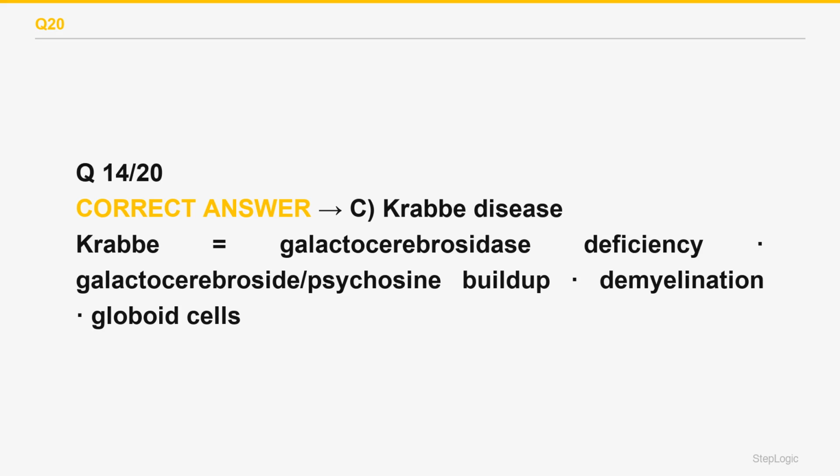The key identifiers are the enzyme galactocerebrosidase, the accumulated substrate galactocerebroside, and the globoid cells. Krabbe is one of the demyelinating sphingolipidoses, alongside metachromatic leukodystrophy, arylsulfatase A deficiency, accumulating sulfatides. Match each lysosomal disease to its enzyme and finding. Krabbe: galactocerebrosidase, globoid cells. Tay-Sachs: hexosaminidase A. Fabry: alpha-galactosidase A. The galactocerebrosidase deficiency with globoid cells and demyelination identifies Krabbe disease.